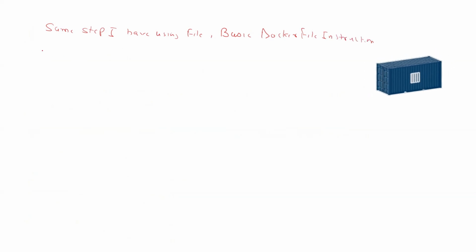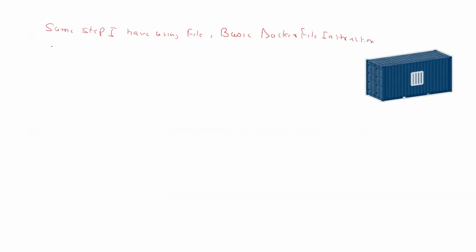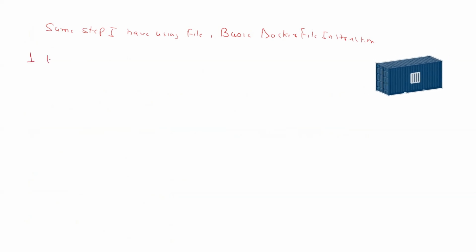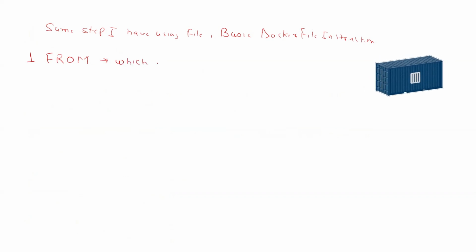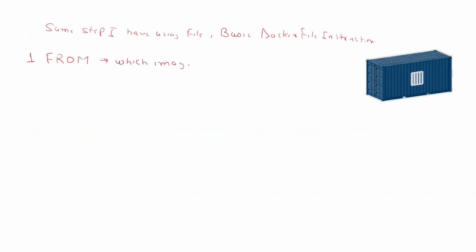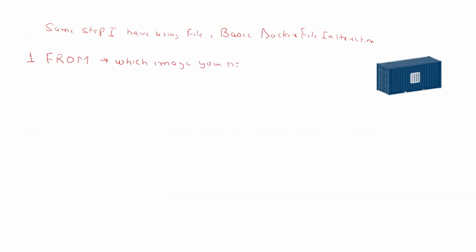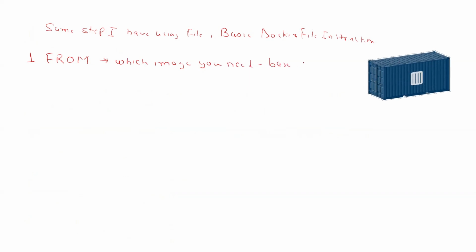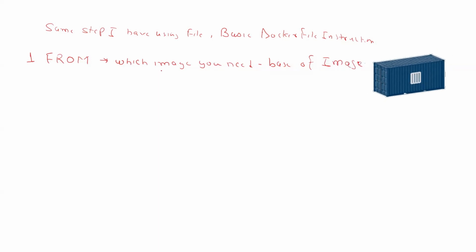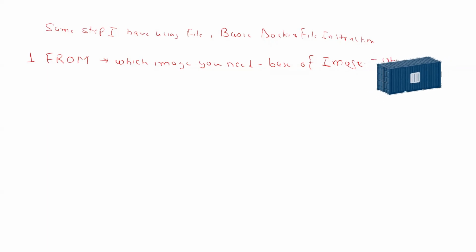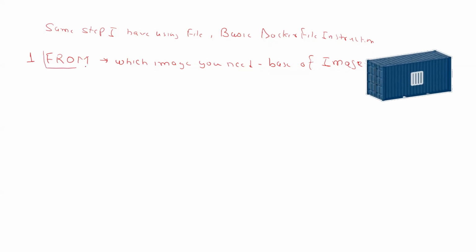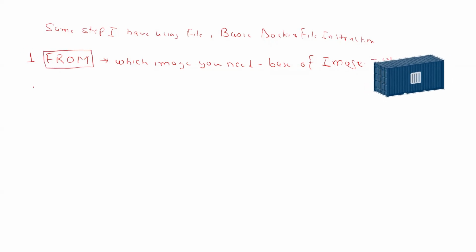So one is a command called FROM. A Docker file always starts with FROM, and FROM tells which image you want, what is the base image of the container from which the final image will be built. So we said Ubuntu through CLI. So Ubuntu is a base image. So I would always use FROM, and it will start with the FROM.